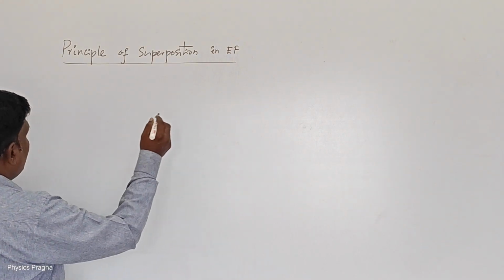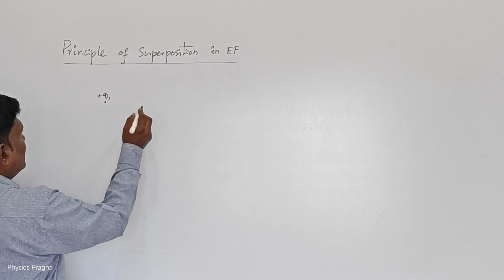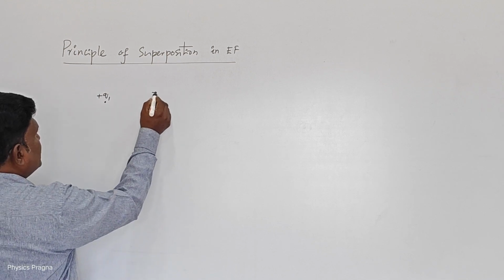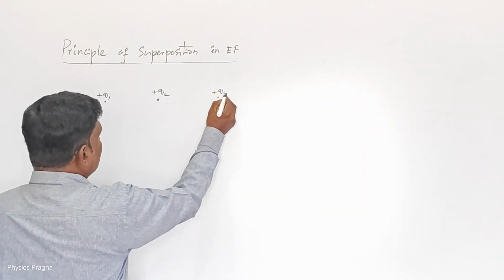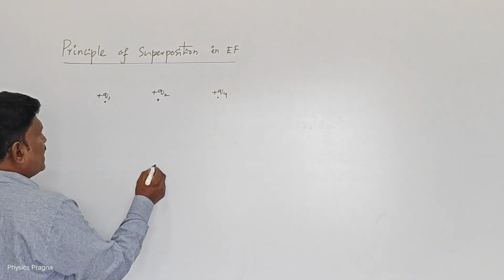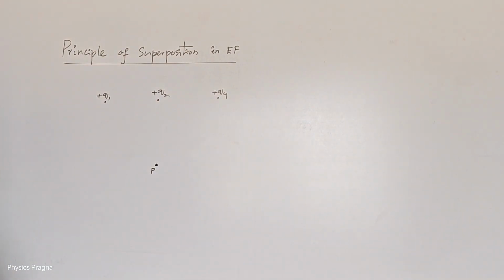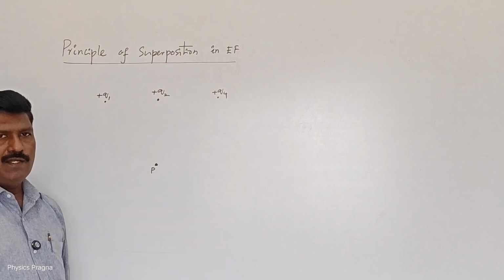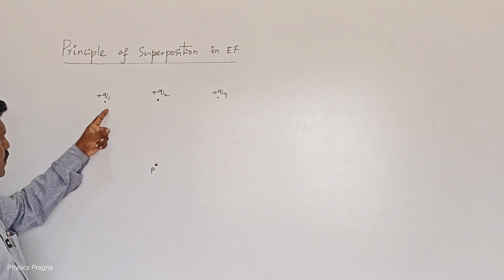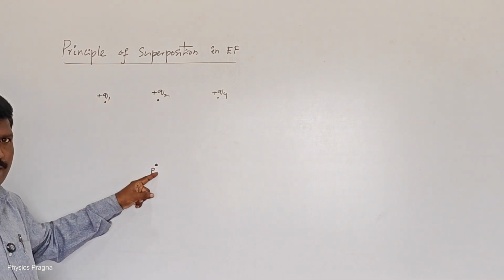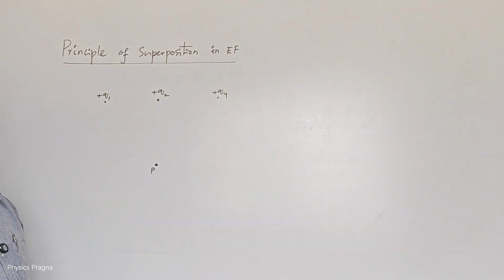Now let us see the principle of superposition in the case of electric field. Let us take point charges. Here one point charge is there, plus q1. Here another point charge is there, plus q2, and here another point charge is there, plus q4. So here I have taken a point P. At point P, we have to calculate the resultant electric field due to the charges. See, the electric field due to q1 at P is independent of the electric fields created by other electric charges.